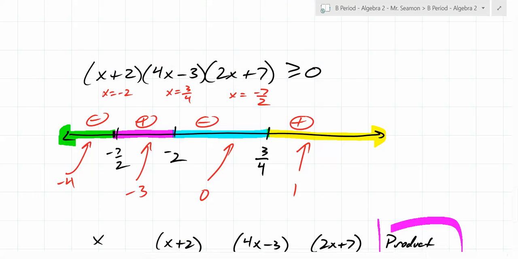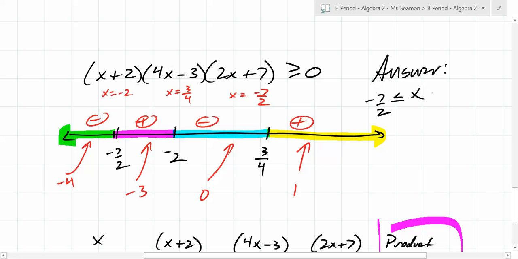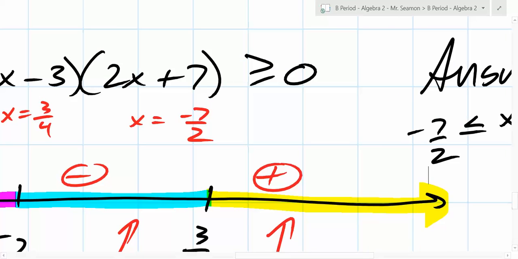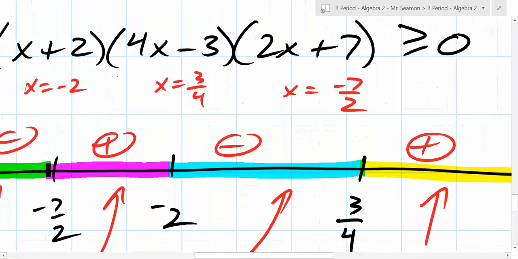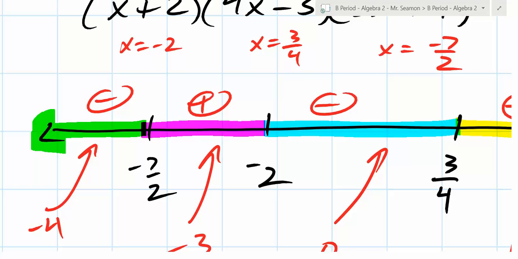Can someone therefore tell me what's the answer to this one? Very carefully. We want it greater than or equal to 0. So what is it going to be? There are 2 places, right? -7/2 all the way up to -2. Look, it's right there. Look at the purple region. It's positive from -7/2 to -2, and it's equal to 0 there.